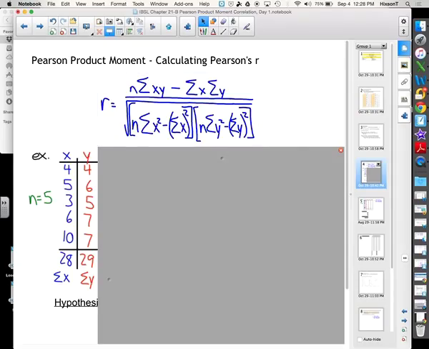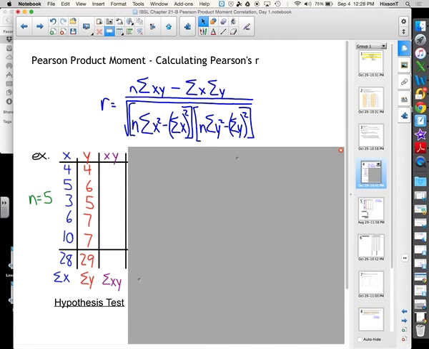Now, looking at your formula, what else are we going to need to do? Sum of x times y. Okay, we need to do the sum of the x times the y, so we need to multiply all the x's by the y's, right? Yep. So 4 times 4, 5 times 6, 3 times 5, 6 times 7, 10 times 7. Alright? So let's fill that in.